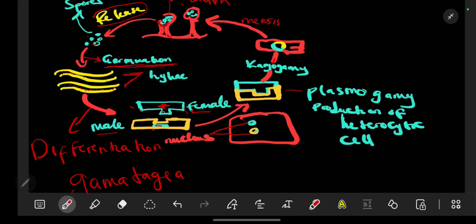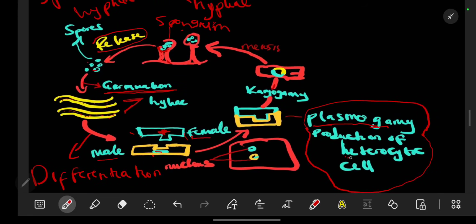So now when these male and female fuse together, they will be able to undergo plasmogamy. Plasmogamy, just as the word entails, plasma has to do with a liquid. So plasmogamy is what is formed when the two fuse their cytoplasm. So plasmogamy is the fusion of the cytoplasm. So this leads to the production of an heterocytic cell. The heterocytic cell has got the nucleus.